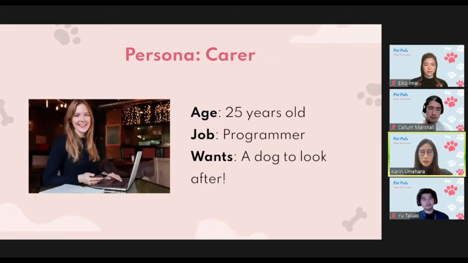For our first persona, we have Shinaya, who is a 25-year-old female programmer. She has always liked the idea of owning a dog, but she's worried that it might be too expensive, and that she won't know how to take care of it long term.